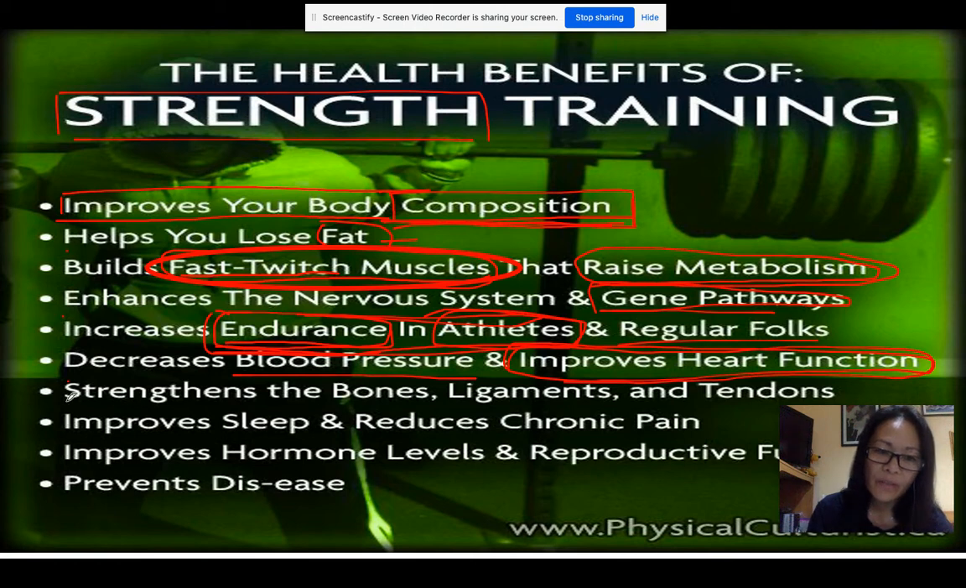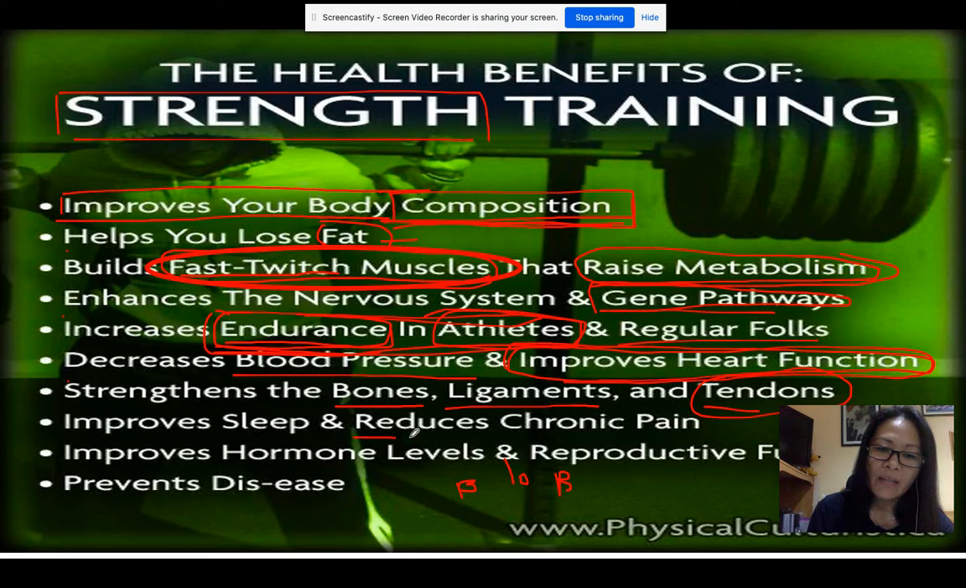Strengthens the bones, ligaments, and the tendons. Strength exercises strengthens the bones. The right amount of stress can actually strengthen the bones. Then ligaments and tendons. Ligaments are those cartilage or those tissues that connect bone to bone. Okay? Bone to bone yan siya. Ang tendon is yung bone to muscle. Okay? Yan ang tendon.